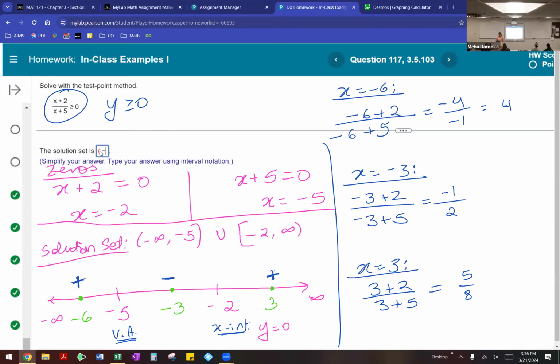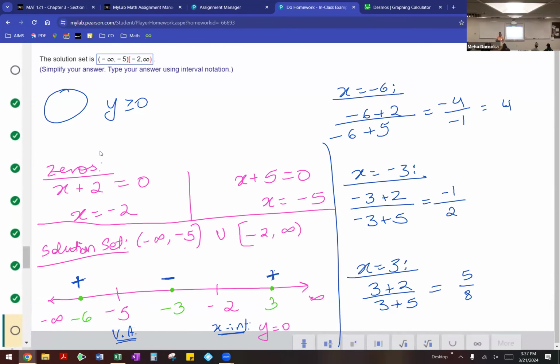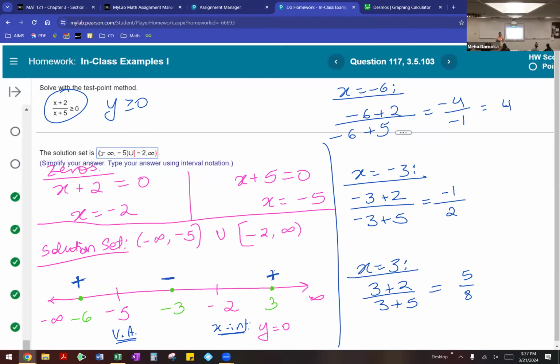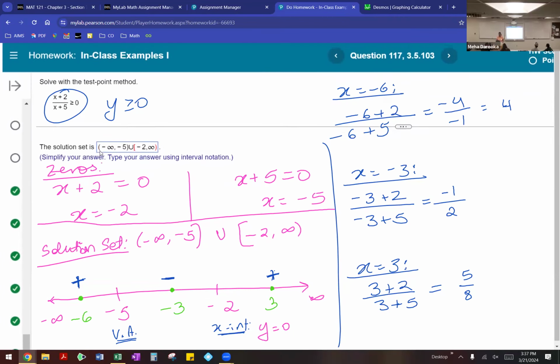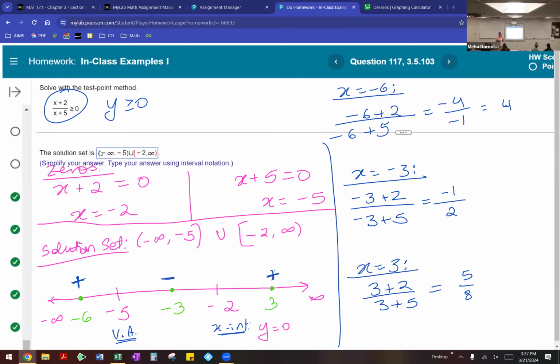So let's put this in: -∞ to -5 with a parenthesis, and then a bracket, -2 to positive infinity. Then we'll check that and see what this has to say.